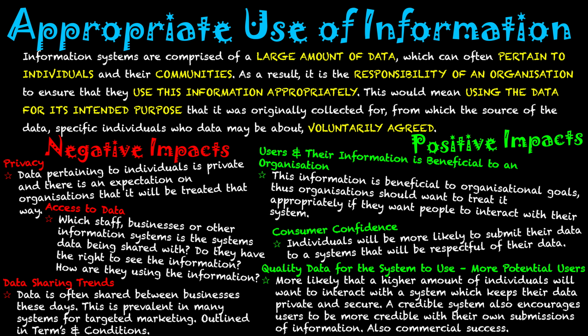And then finally, quality data for the system to use equals more potential users. Okay, if a system is responsibly using your information, you're likely going to spread good word about it and more people are going to trust that system. Okay, more likely a high amount of individuals will want to interact with the system, which keeps their data private and secure. The credibility of the system also encourages users to be more credible with their own submissions of information. Okay, I'm less likely to lie about my own details if I know this information system is legit and credible and going to do the right thing that it intends to use.